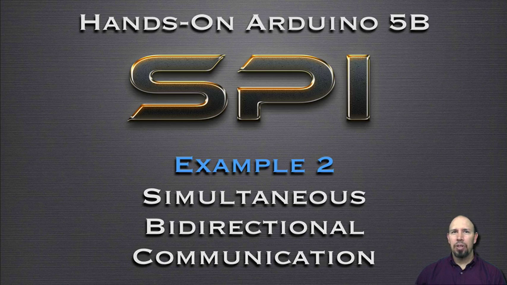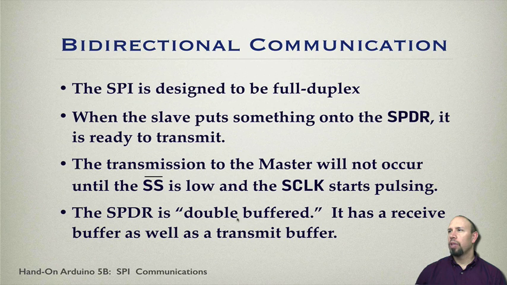In our second example, we're working with SPI communications, and we're going to be doing simultaneous bidirectional communication. We've talked a little bit about that. Now we're actually going to do it. Again, Arduino to Arduino. First of all, SPI is designed to be full duplex. That means it's designed to transmit and receive simultaneously. So in terms of bidirectional, that's not a problem. In terms of simultaneous, that's not a problem.